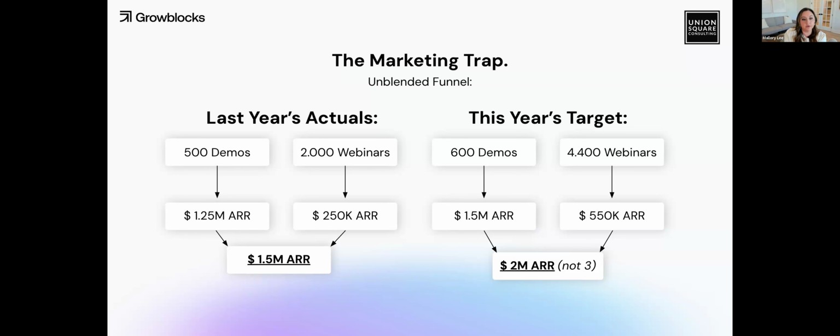So doubling your volume did not double your ARR because you weren't looking closely enough at the pieces that made up those averages. And that's really just the danger of averages. And so when we talk about unblending the funnel, the idea here is that we understand enough to say, hold on a minute, the demos are what drove that ARR. What needs to happen to grow those? We can't just set a goal for doubling MQLs.